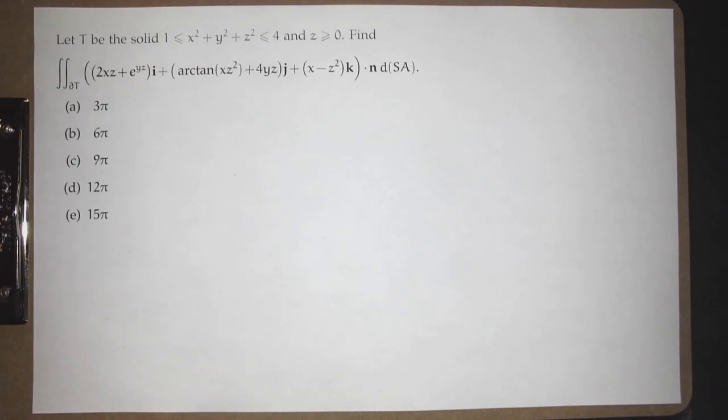Now, let's look at the problem. Let T be the solid. We're told the solid is 1 less than or equal to x squared plus y squared plus z squared less than or equal to 4, and z is greater than or equal to 0. And we're asked to find the integral.